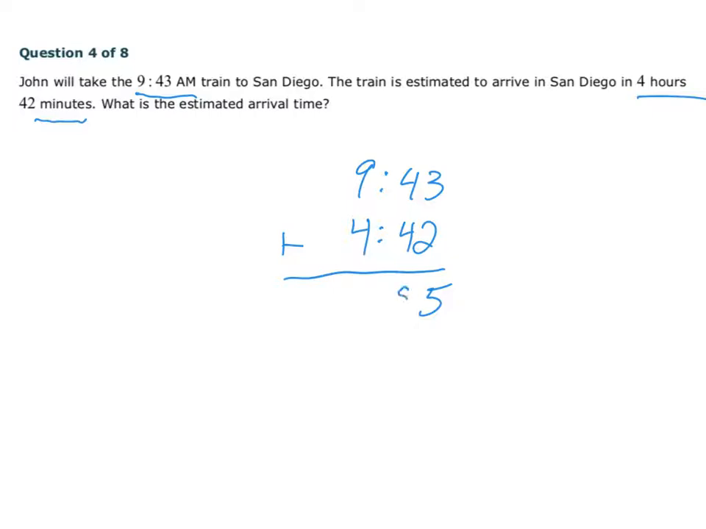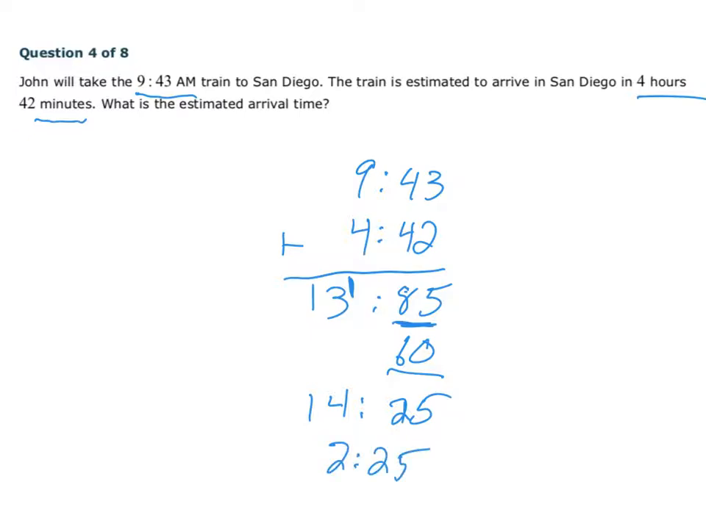Okay, look what happens. I get an 85 there. I can't go 85. I can only go up to 60. So I need to borrow. Let's finish this off and see what we get. We have 13:85. I know the highest I can go is 60. So if I subtract 60 minutes out of this, I could add an hour over here. So it'd be 14:25. Well, it's past 12. So that would be 2:25 p.m. That's one way to do it.